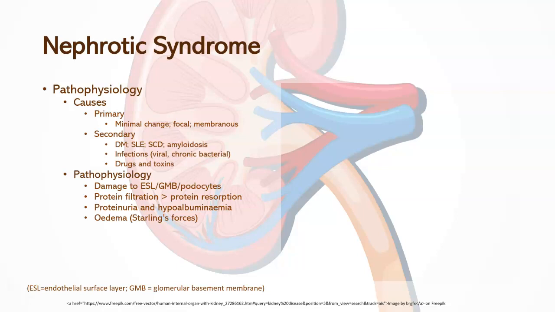Nephrotic syndrome occurs due to damage of the endothelial surface layer, the glomerular basement membrane, or the podocytes of Bowman's capsule. This leads to an increase in protein filtration, and when the amount of protein filtered exceeds the ability of the nephron to reabsorb it, then there is loss of protein in the urine, leading to proteinuria and hypoalbuminemia.